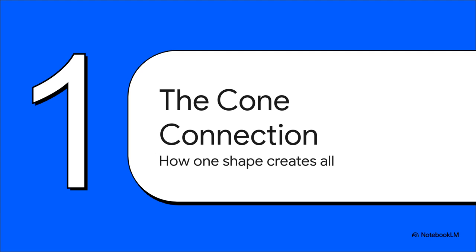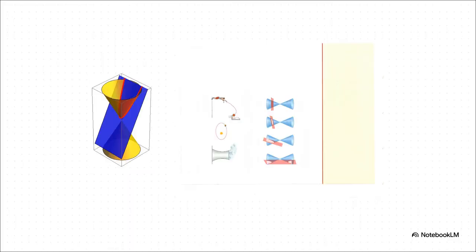Let's see what happens when we start slicing it up. So imagine you have a flat plane, like a knife, and you slice right through that cone. Now, if you get the angle just right, perfectly parallel to the slanted side of the cone, the new edge you create, that curve, that's a parabola. And look at that. It's the exact same arc as our basketball shot.